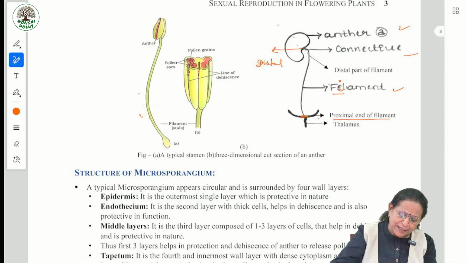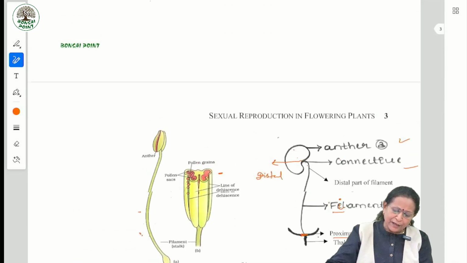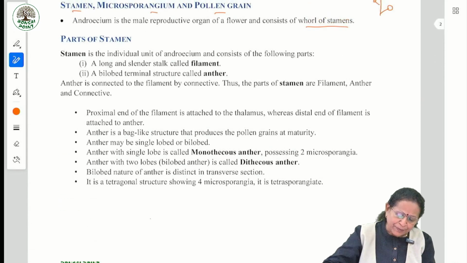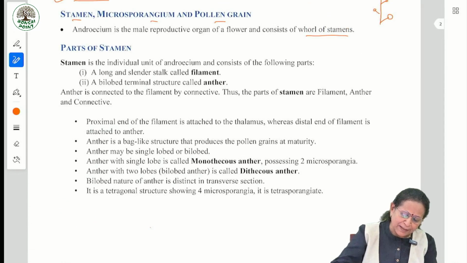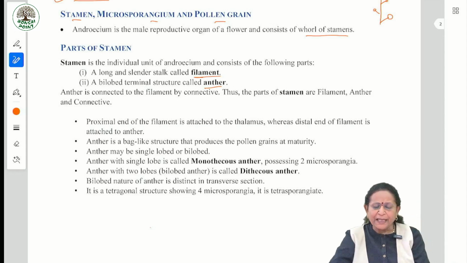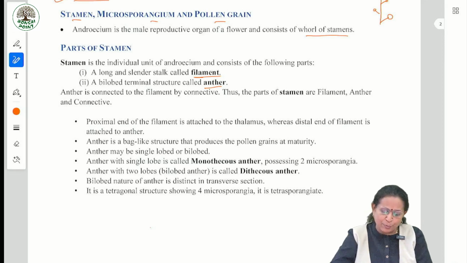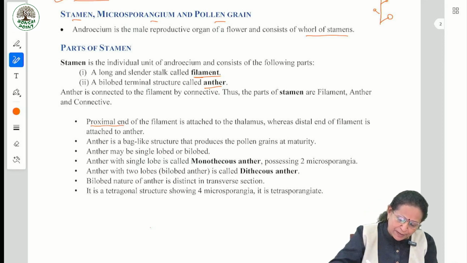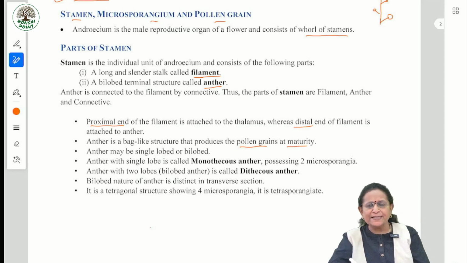Now this is a sectional view. Okay. Now let me explain further. Before that, just mark this. Long slender stalk-like structure is filament. Bag-like structure is anther. In future, this anther produces pollen grain. Proximal end, just now I told you, and about the distal end. It's a bag-like structure which produces pollen grains at maturity. Yes, now have a look.